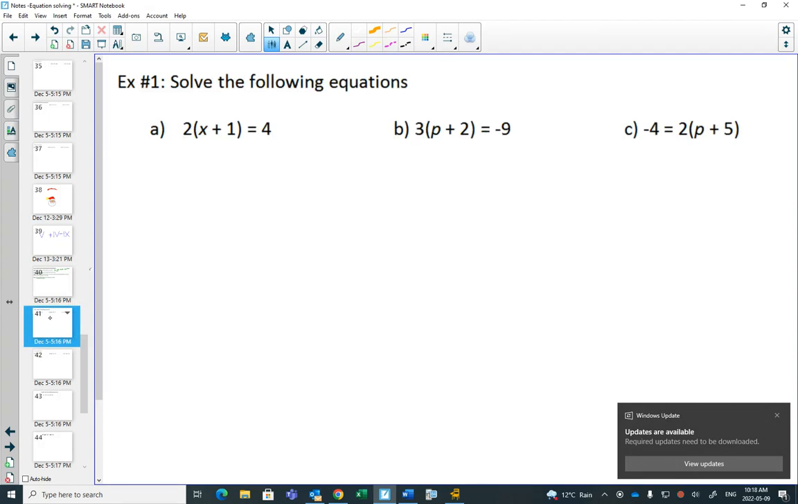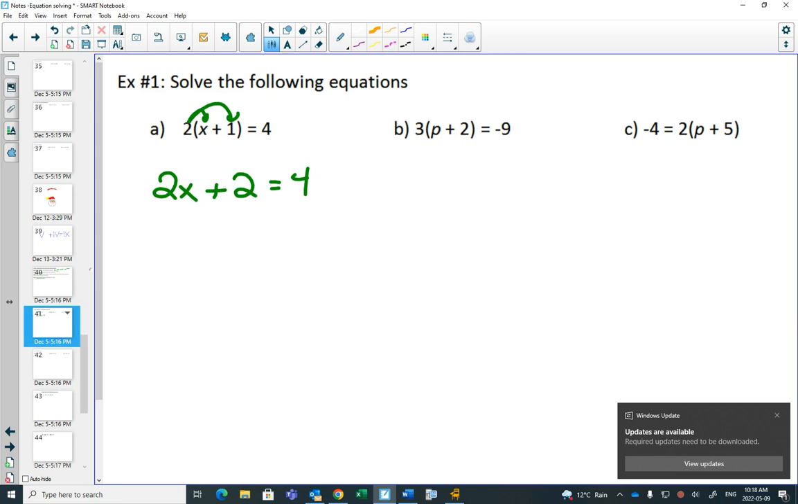Okay, I'm solving this equation. 2 bracket x plus 1 equals 4. We've seen on the left-hand side, we saw this in our polynomials unit. When you have a number outside of brackets, you can distribute. What does distribute look like? Multiply the 2 by the x, multiply the 2 by the 1. What would you get? 2 times x is 2x, 2 times 1 is plus 2, and it's equal to 4.